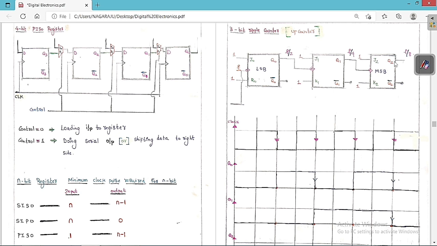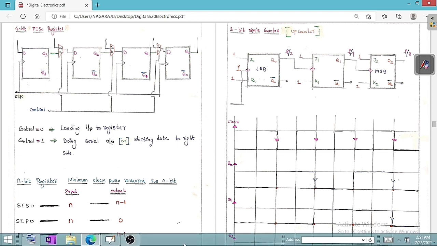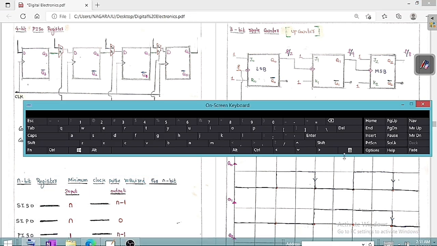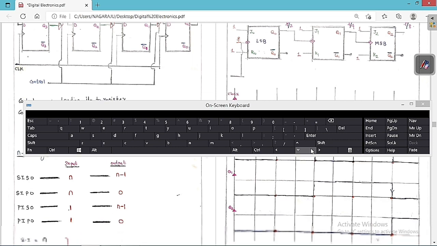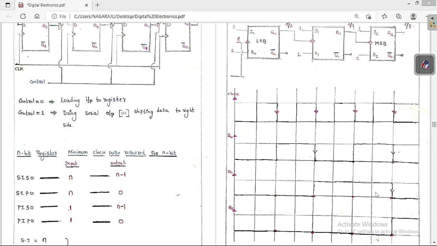Similarly, Q2 will change only whenever Q1 is changing from 1 to 0, which is a negative edge. So whenever Q1 is changing from 1 to 0, only then is Q2 going to change. Q1 changes from 1 to 0 at this condition only. Up to that time it stays in the 0 state, but after that it changes to 1 because it is a toggling condition. This is the point you always have to keep in mind.